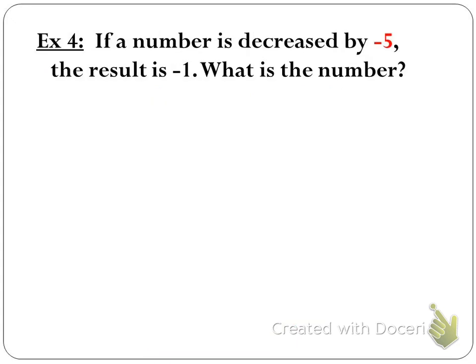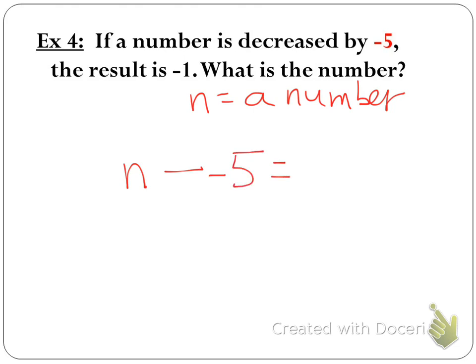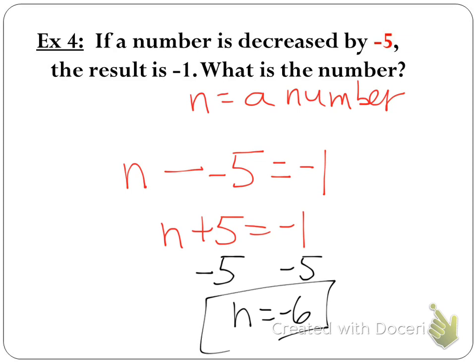All right, here's example 4. If a number is decreased by negative 5, the result is negative 1. I'm going with N again. Clean up your double signs. So N plus 5 equals negative 1. What's N? Negative 6. Very good.